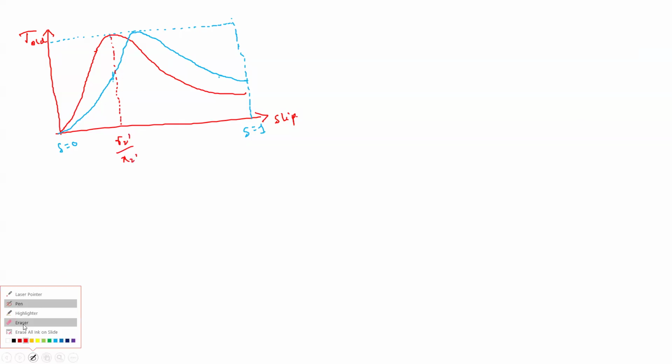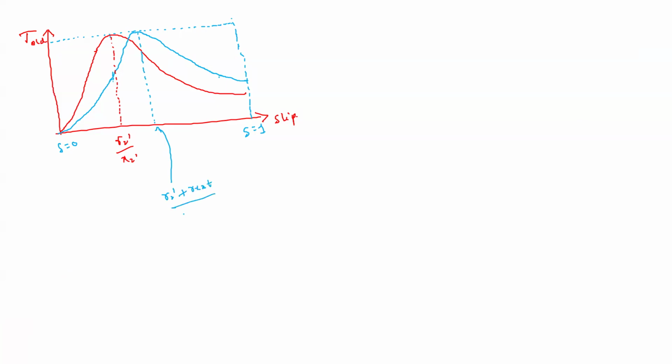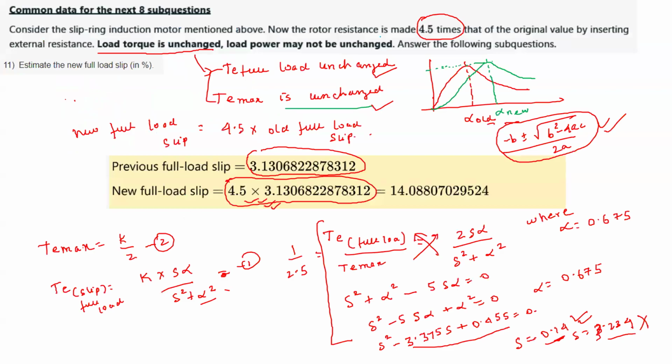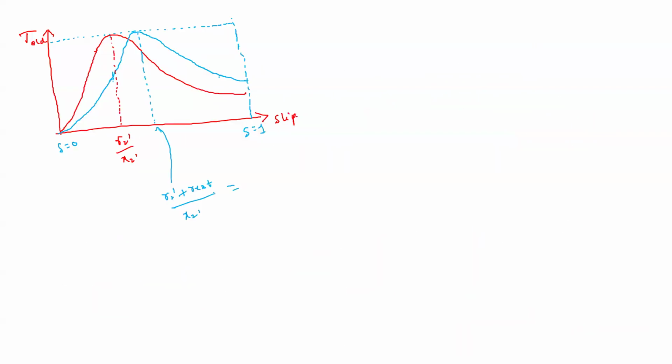Now, what about this blue one, which is the new one? This is happening at slip equal to R2 dash plus R external by X2 dash, where it is mentioned in the question that rotor resistance is made such that it becomes 4.5 times the original value. So they are saying that R2 dash plus R external equivalently becomes 4.5 times R2 dash by X2 dash. So it is getting shifted by a factor of 4.5 times.